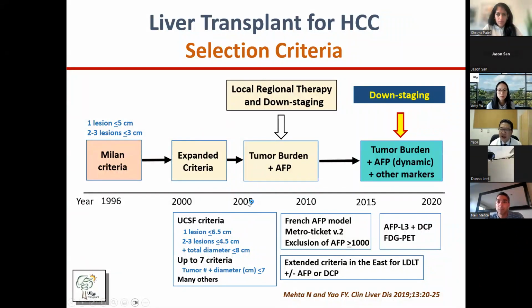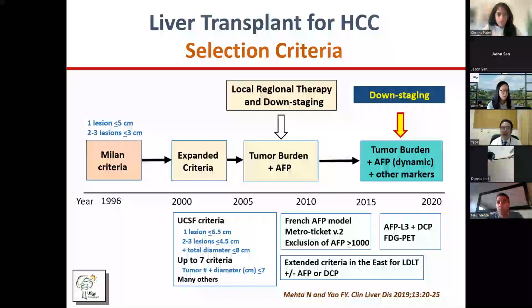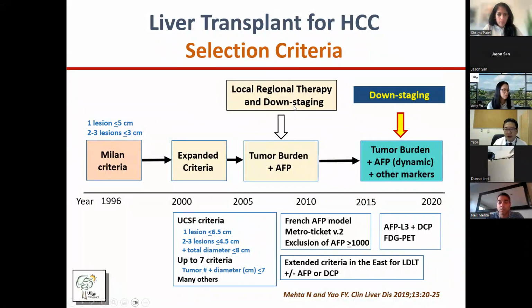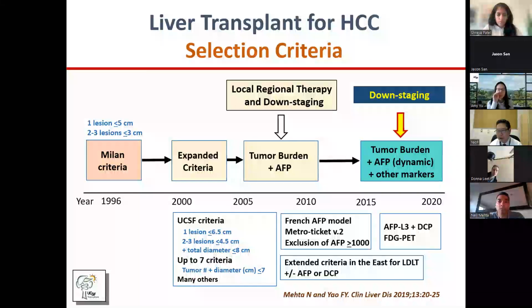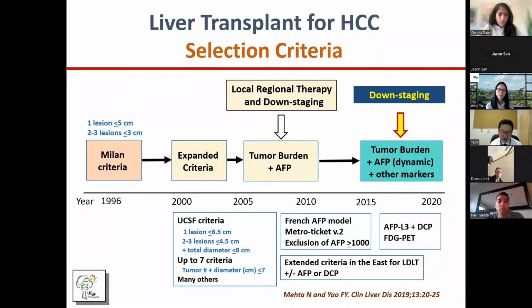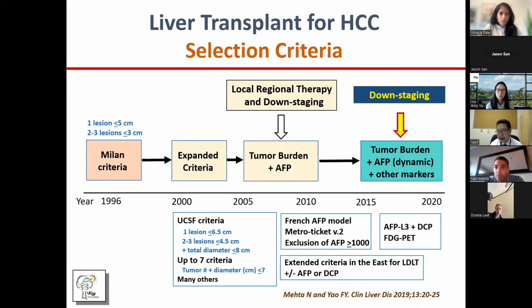But our thinking has really changed in more recent years. Rather than solely relying on tumor morphology, we are now paying more attention to markers of tumor biology, such as response to local regional therapy and downstaging, and also tumor markers. And currently, both downstaging and AFP have been formally incorporated into treatment guidelines as well as national policies.